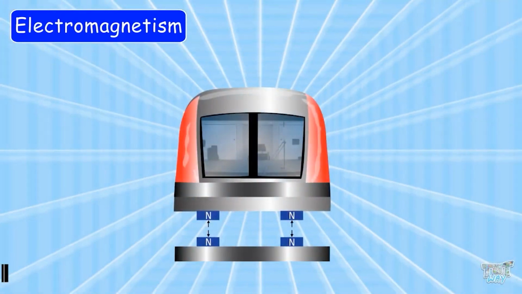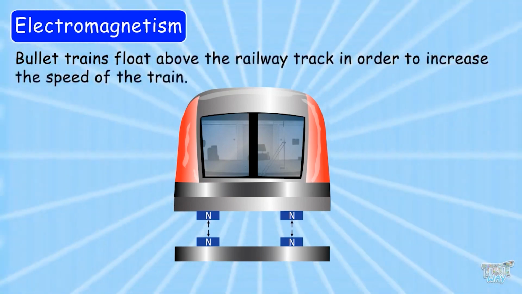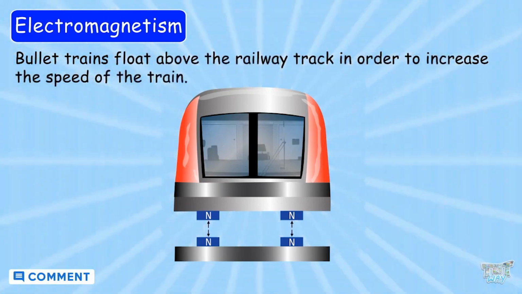Bullet trains are not allowed to run on the track. In fact, bullet trains float above the railway track in order to increase the speed of the train.